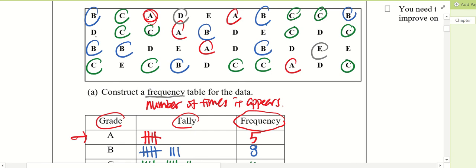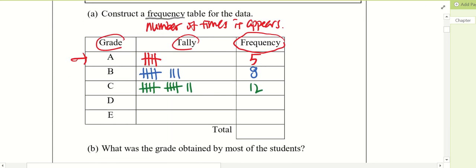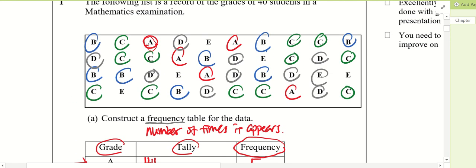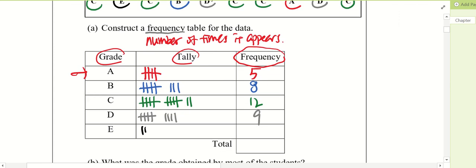Okay, D. 1, 2, 3, 4, 5, 6, 7, 8, 9. 9. Yep. Okay, I'm not missing anyone out. So one bundle of 5 and another 4. So that's 9. Okay. So the remaining E is easier. 1, 2, 3, 4, 5, 6. Right, so 6. One bundle of 5 and one extra, so 6.